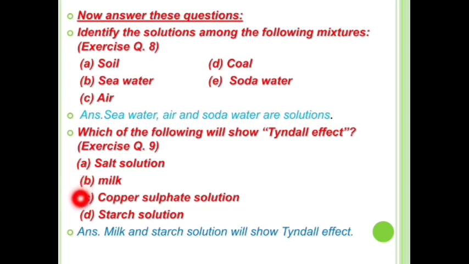Copper sulfate solution, again it is homogeneous in nature and a type of true solution. Size of solute particles are not big enough to scatter the beam of light. So it will not show Tyndall effect. On the other hand, starch solution is heterogeneous in nature, an example of colloidal solution. Here the solute particles are big enough to scatter the beam of light. It means among these 4 solutions, milk and starch, which are colloidal solutions, show Tyndall effect.